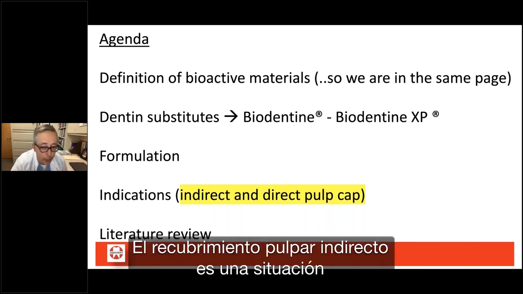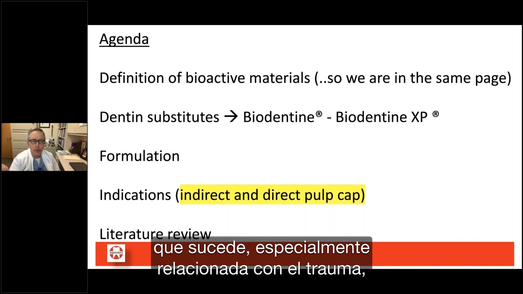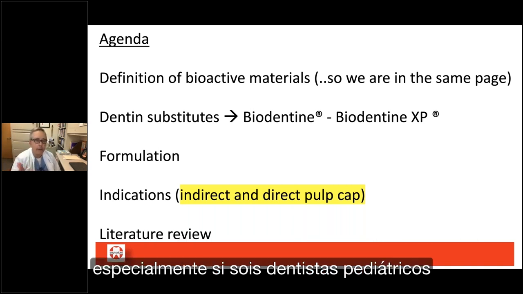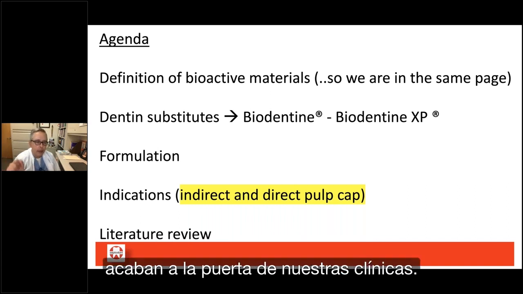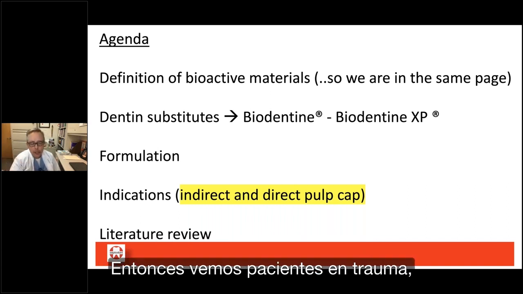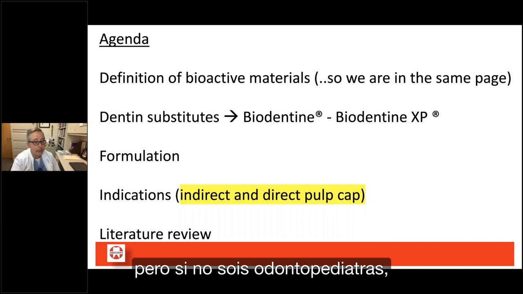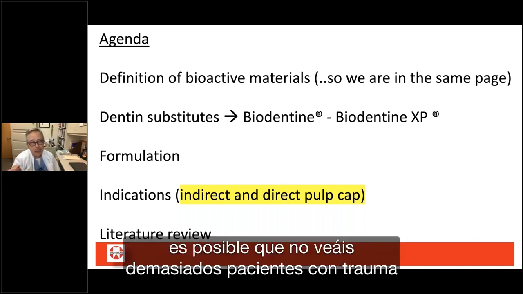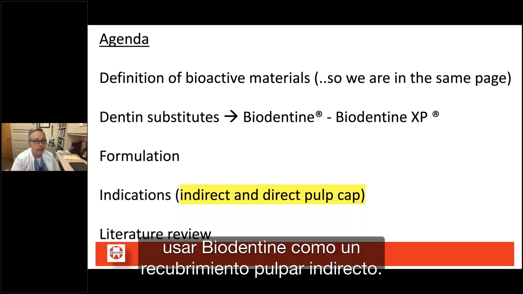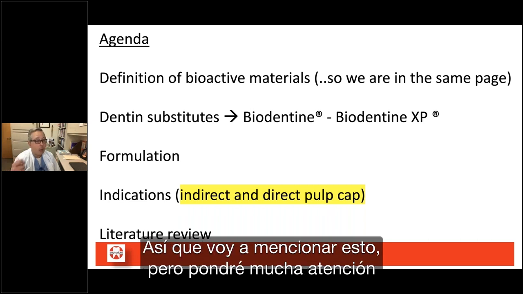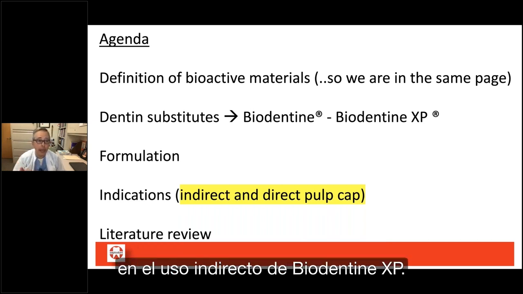Listen, direct pulp cap is a situation that, yes, happens, especially related to trauma, especially if you are a pediatric dentist, because many patients who experience trauma end up knocking at the door of our offices. So we see patients with trauma, but if you are not a pediatric dentist, you may not see too many patients with trauma, and you may not have a lot of opportunities to use Biodentine as a direct pulp cap.